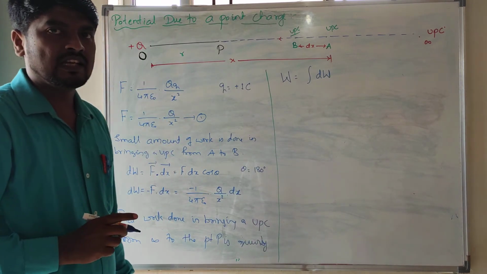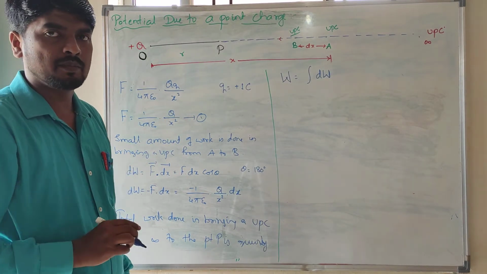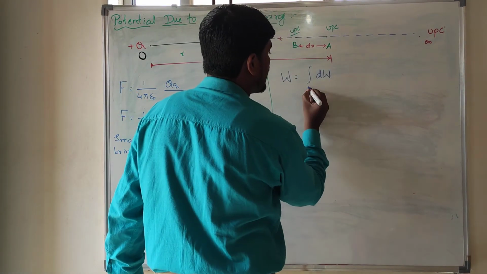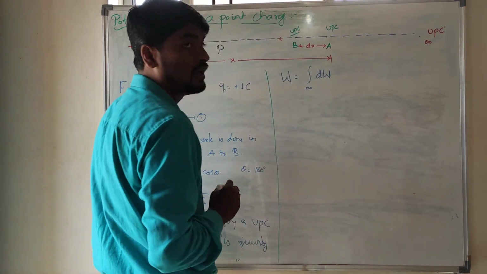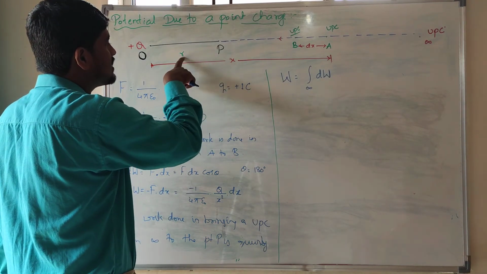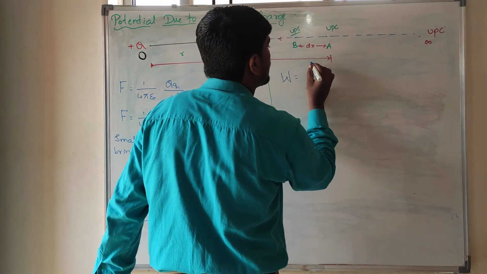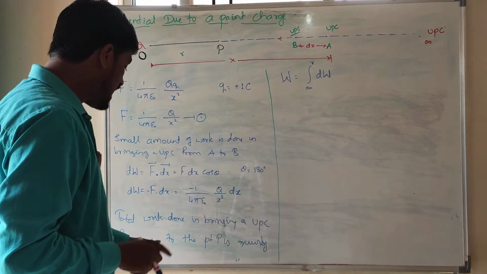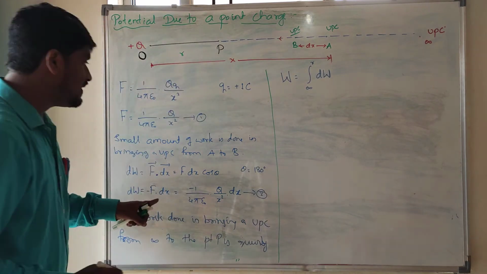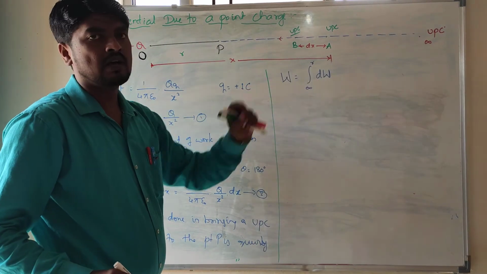Then to integrate, I must have the lower limit and the upper limit. What is the lower limit? Our beginning point. What is the beginning point here? Infinity is the beginning point. Where are we terminating our work done? We are terminating our work done at point P, at a distance of say R. So hence I have to write here R. So that means I have to integrate equation number 2 between the limits infinity to R.